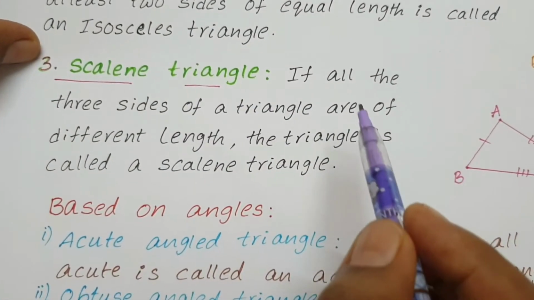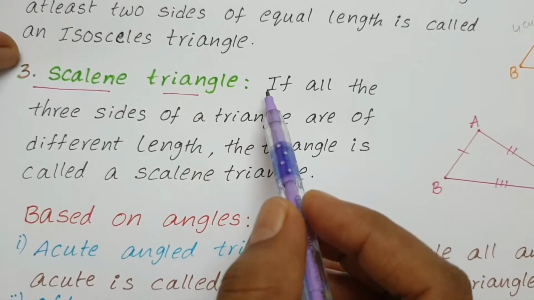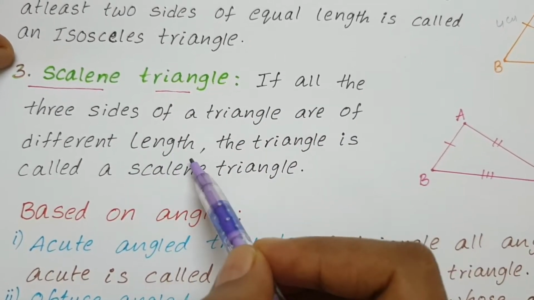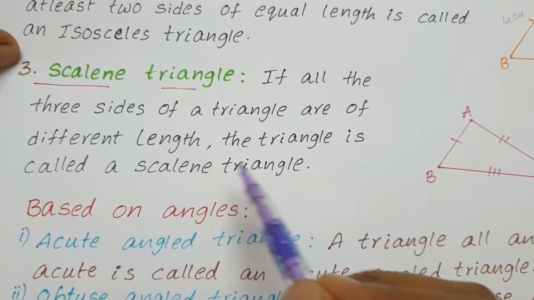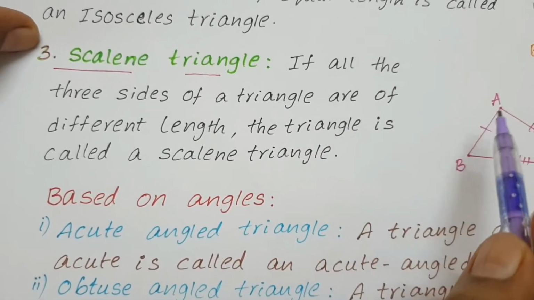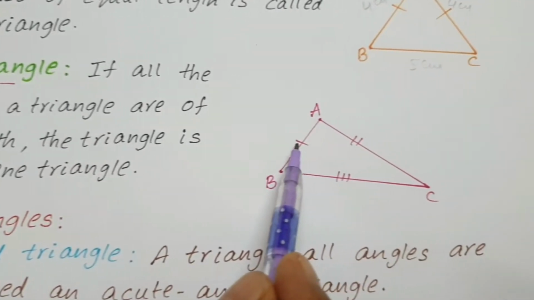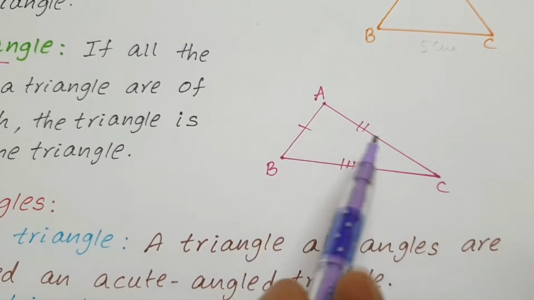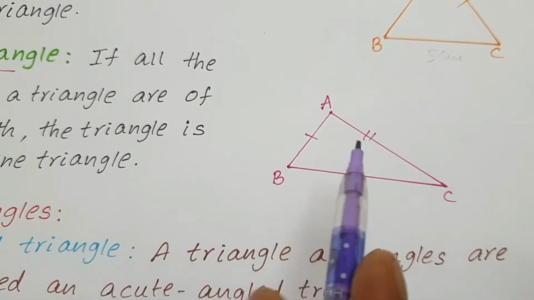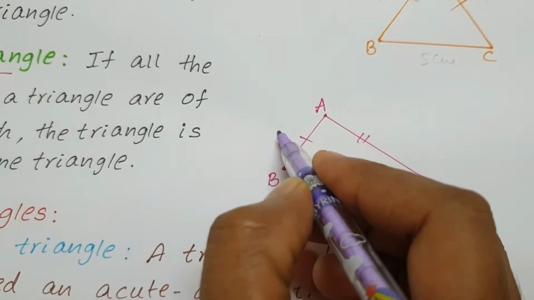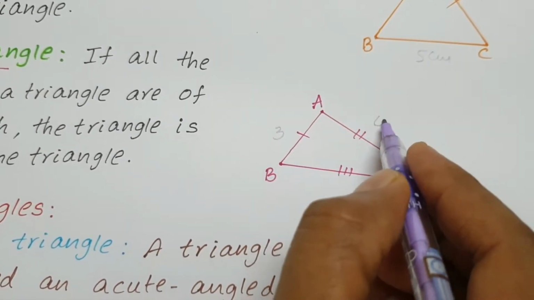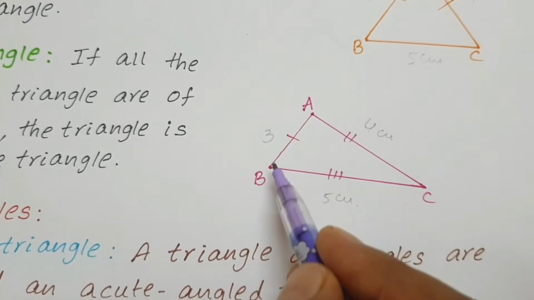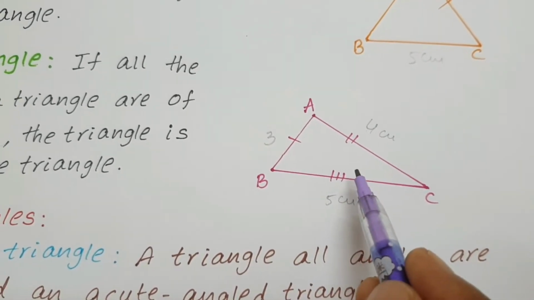Next, the scalene triangle. Scalene means all sides are different. If all 3 sides of a triangle are of different length, then the triangle is called a scalene triangle. See this triangle: side AB is not equal to BC, which is not equal to CA. All have different lengths. For example, this is 3 centimeters, this is 4 centimeters, this is 5 centimeters. All have different lengths. This is called a scalene triangle.